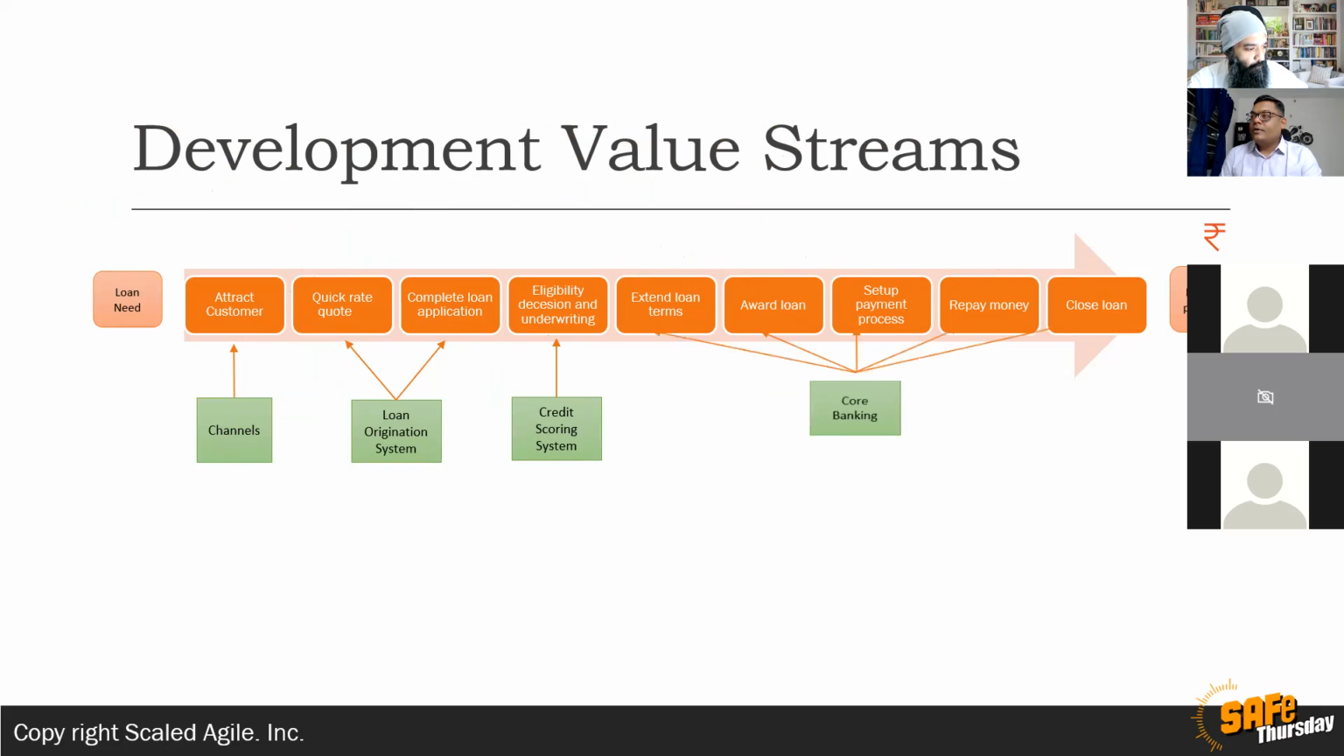And then we have core banking, which does all the core banking steps: extending loan terms, awarding loan, setting up payment process, repaying loan, and closing the loan.